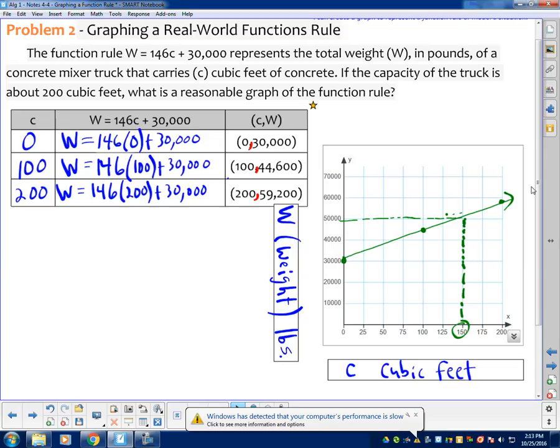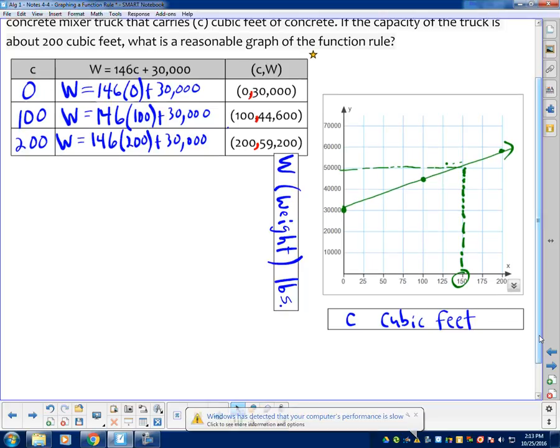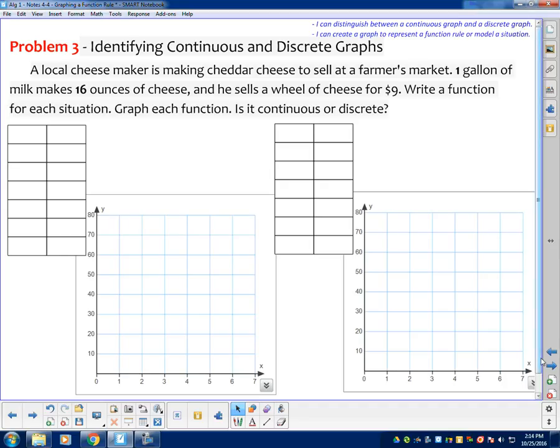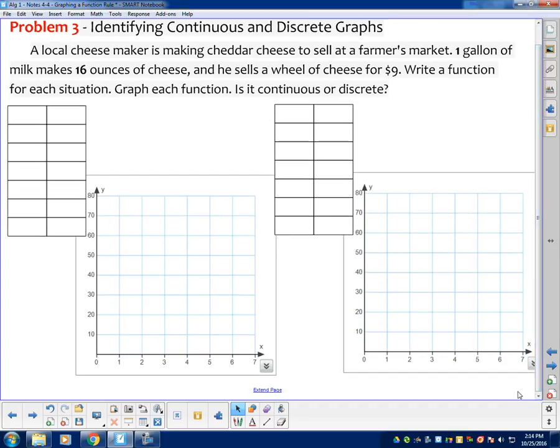All right. So finish copying that down, and then we'll move on to the next one. I don't see anybody else still copying it. You guys have it? All right. Here we go. Identifying continuous and discrete graphs.